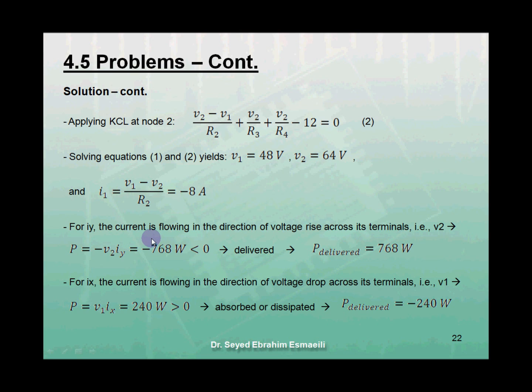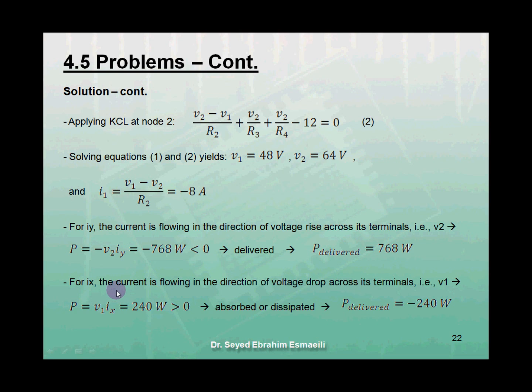Iy is flowing in the direction of the voltage rise across its terminals, from which the power equation is written as P equals minus V2 times Iy equals minus 768 watts. Since the power is negative, it means that it's being generated, or delivered. The delivered power equals 768 watts.